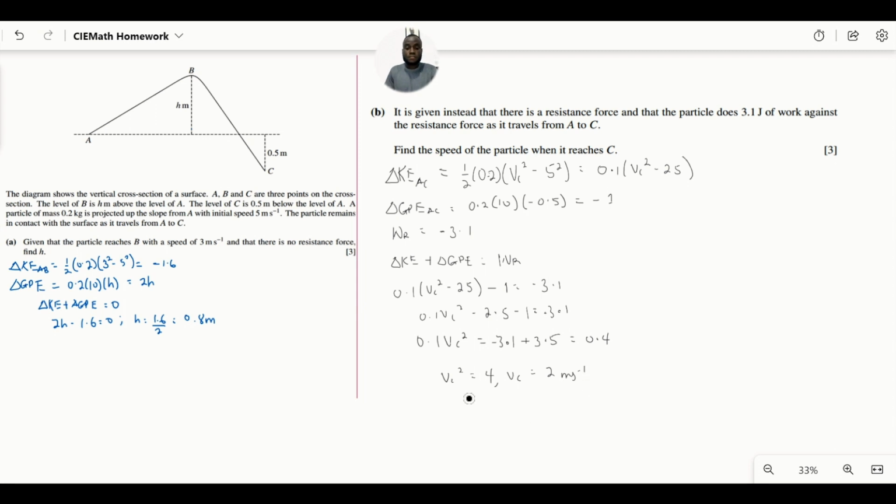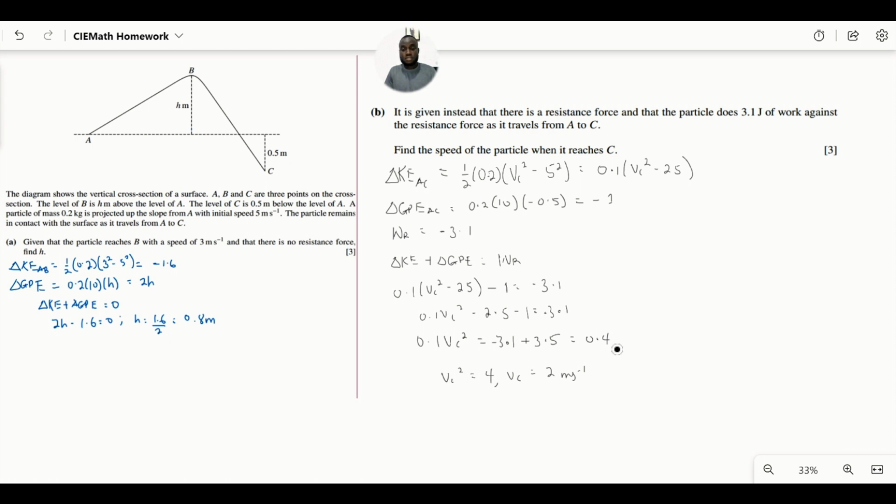So note that V squared is given as 4, and we are looking for the value of speed, and speed is just the magnitude of the velocity. We're going to report that as the positive square root of 4, which is 2 meters per second. That brings us to the end of question 3.